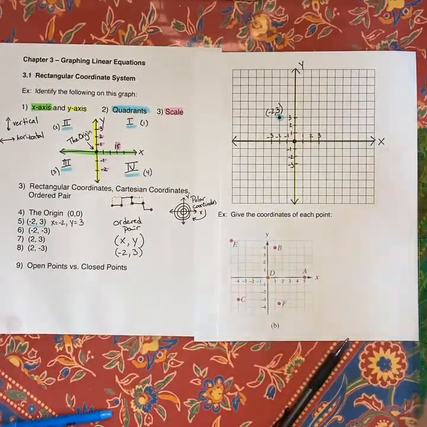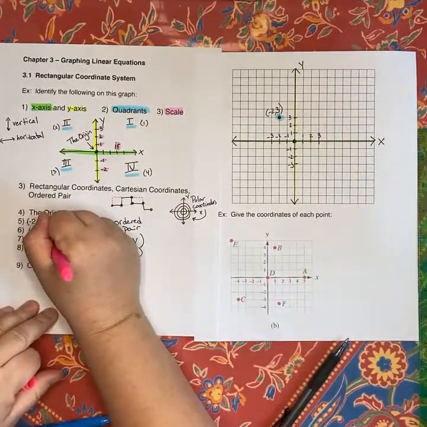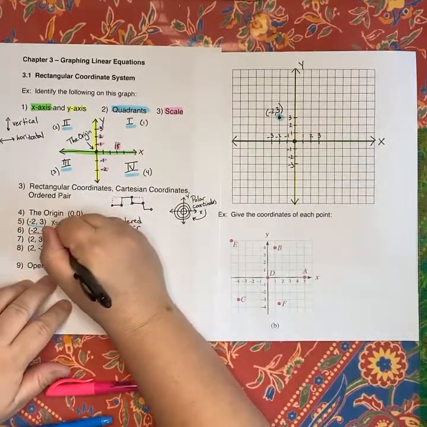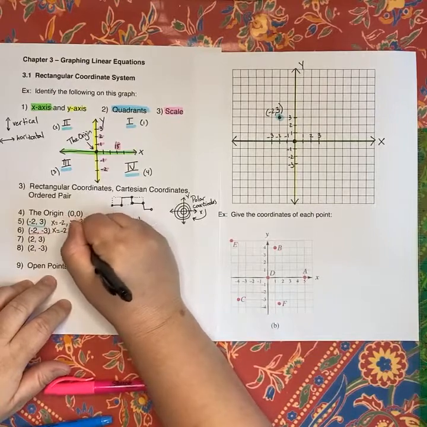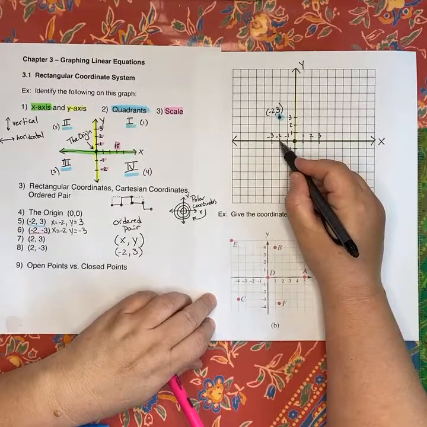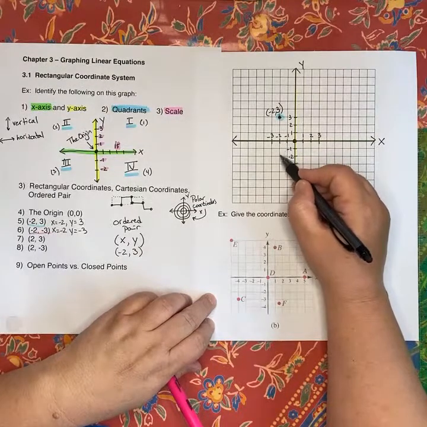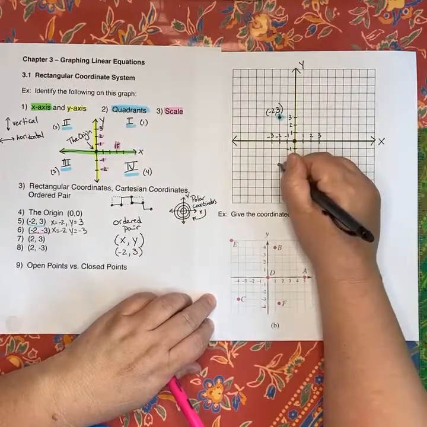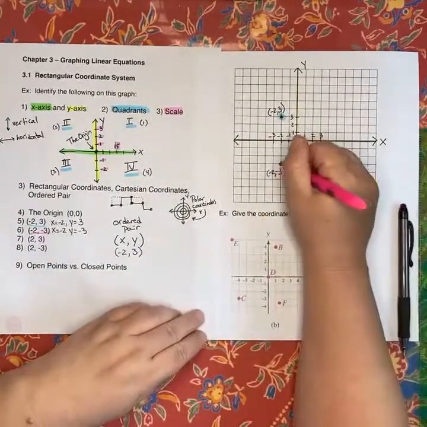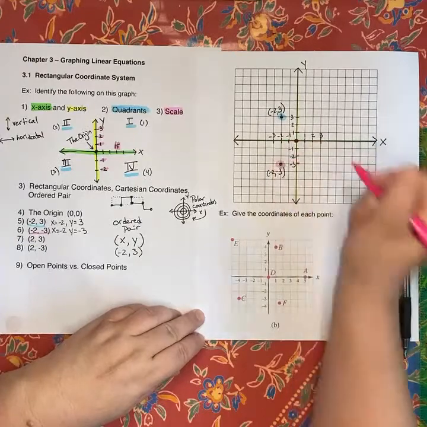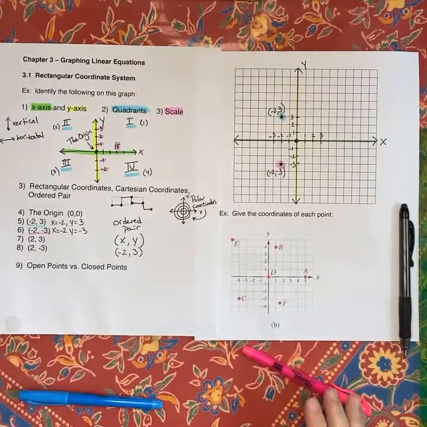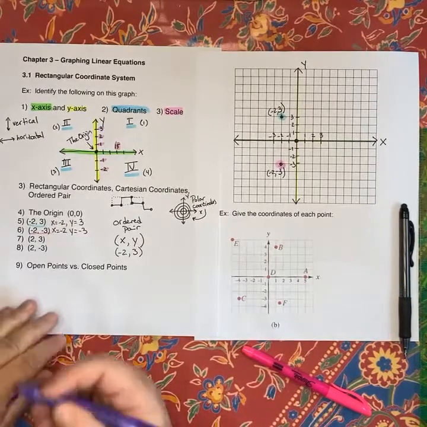Okay, what colors do I have left? Pink. -2, -3. So x equals -2, y equals -3. So I'm going to go over to -2 in the x direction, and then I'm going to go down 1, 2, 3. There's -2, -3 right there. Oh, I went to Smearytown a little bit. Sorry about that.